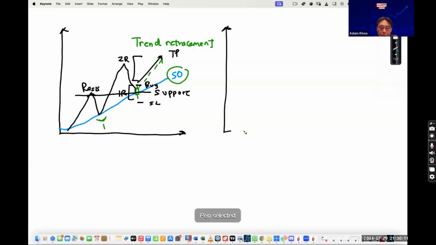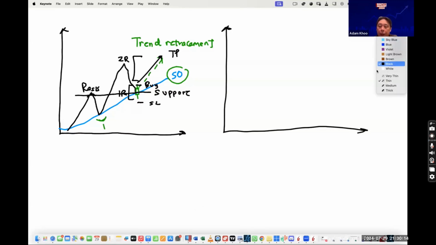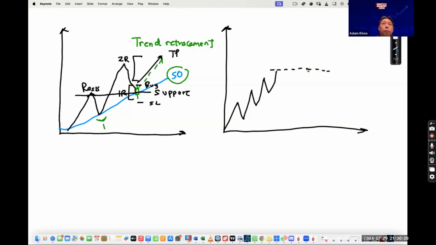Okay, next is you could see this pattern here. Hold on. The price goes up like that, wave up, wave down, wave up, wave down, wave up, wave down, wave up. And then this is a resistance. It hits this, comes down, goes up, comes down, goes up, comes down, goes up. Sorry, this should be a straight line. And then over here, it breaks this resistance.